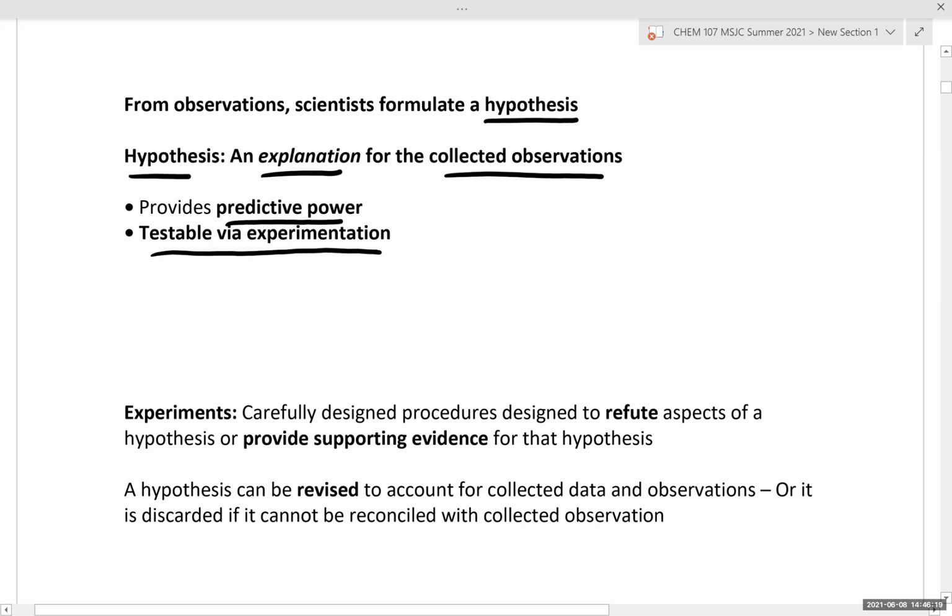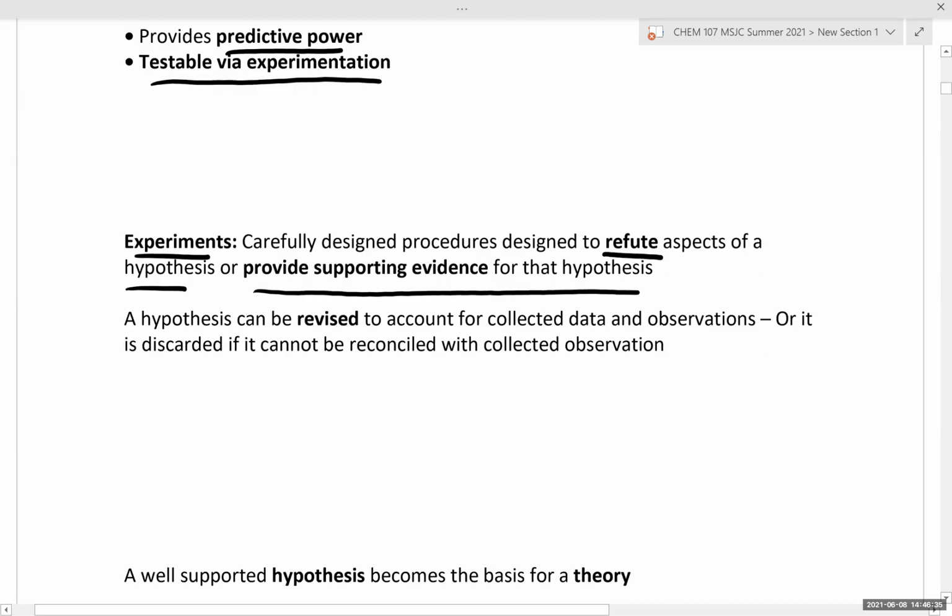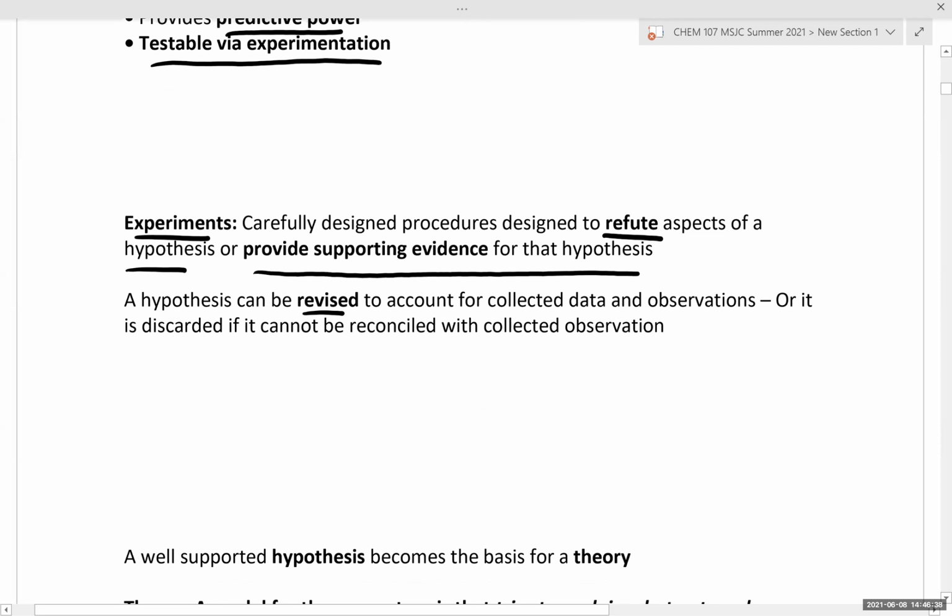So that begs the question then, well, what is an experiment? An experiment is a carefully designed procedure designed to refute aspects of a hypothesis or provide supporting evidence for that hypothesis. Now, a hypothesis can be revised to account for collected data and observations, or it can be discarded if it cannot be reconciled with our collected observations or collected data.